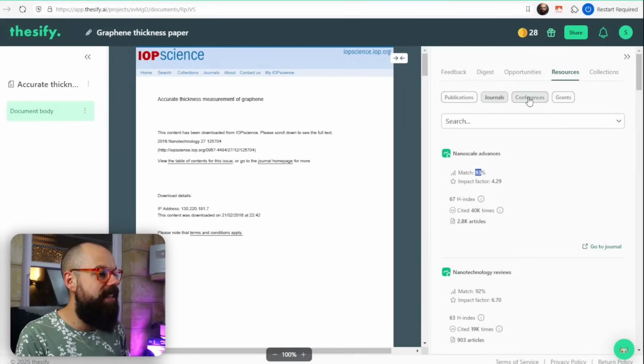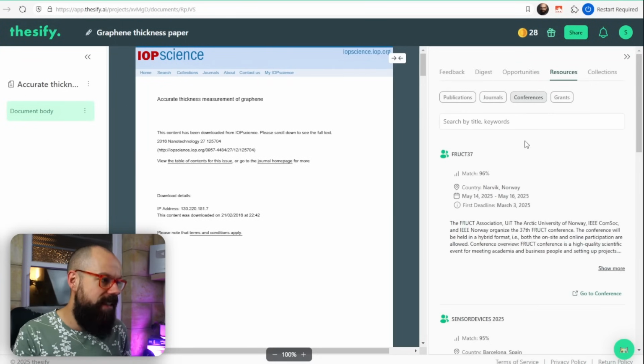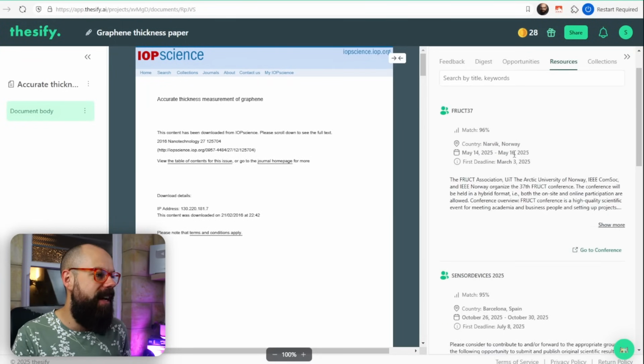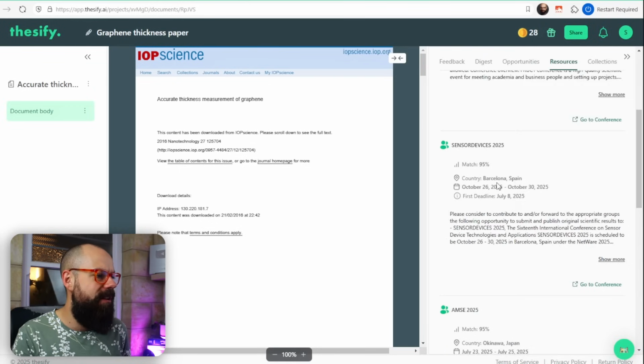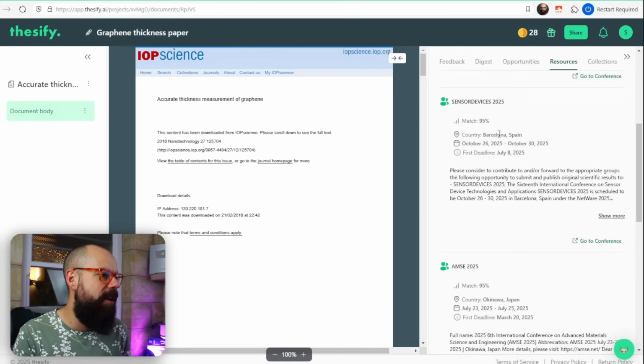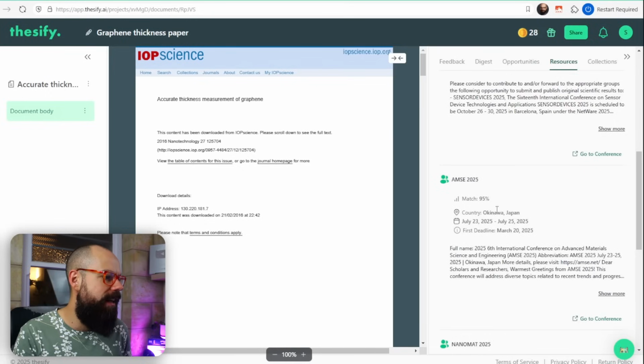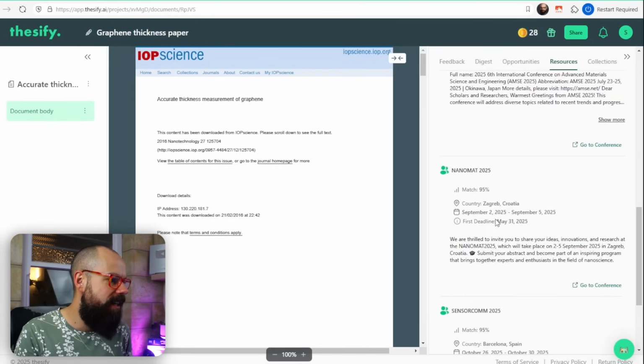And you can even see, if you want to talk about your research at a conference, you can go to conferences. It will tell you that there's a conference coming up and that maybe I should apply for it. Look at all this. I love this. Oh, I'd love to go to Barcelona in Spain. Oh, I'd love to go to Okinawa in Japan. Oh, I'd love to go to Zagreb in Croatia. Oh, I love it. This is great.